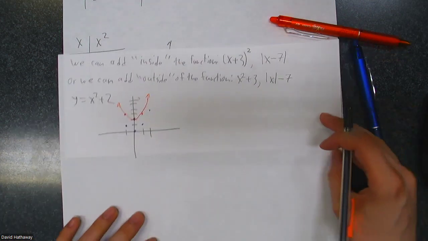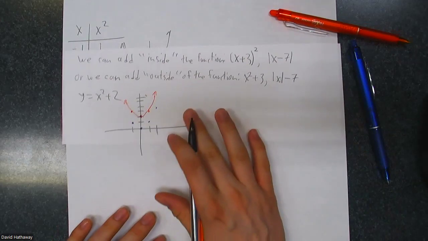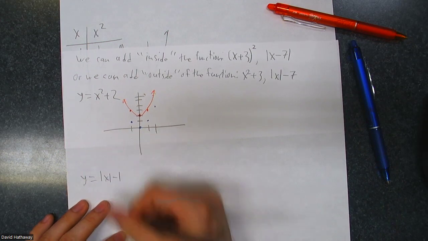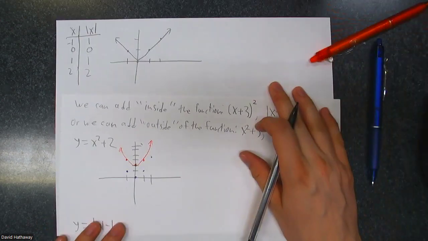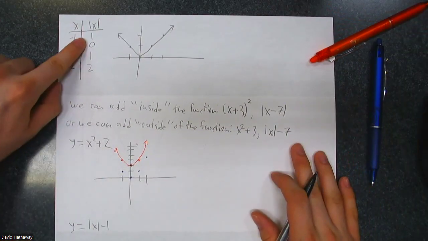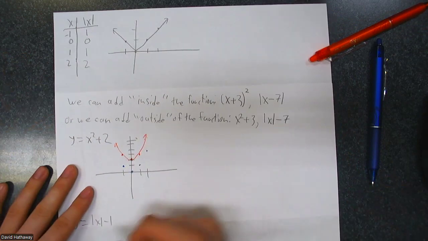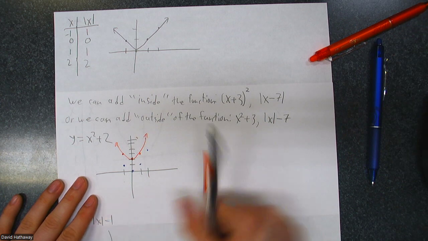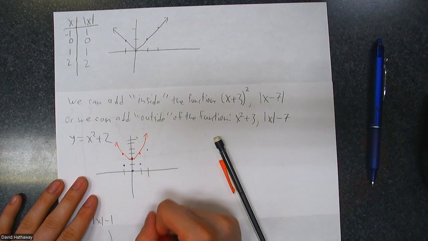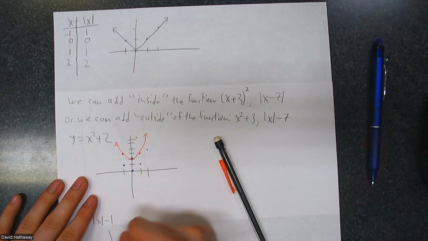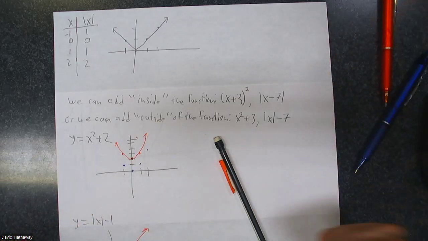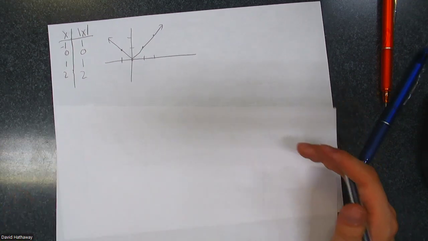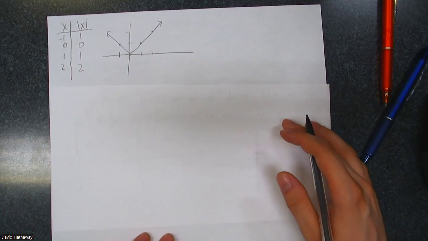If I take a look at what happens when I subtract outside of the function, so like y equals absolute value of x minus 1, what is that going to do? Well, it's going to take all of these numbers that I got out, and I'm just going to subtract 1. So it ends up shifting my graph down 1, and it ends up looking like this, because I just take all of my y values and I subtract 1 from them.